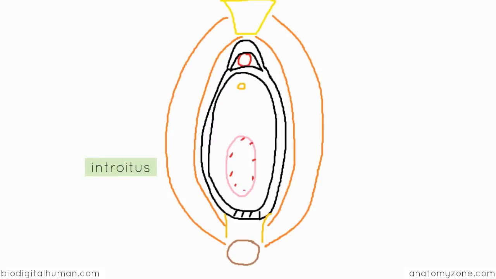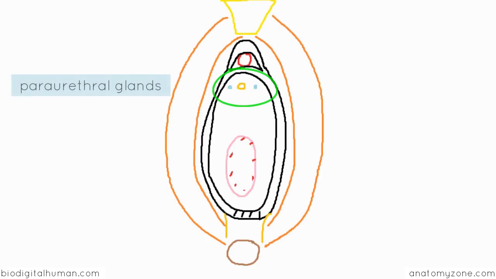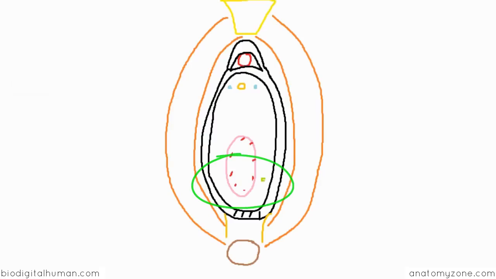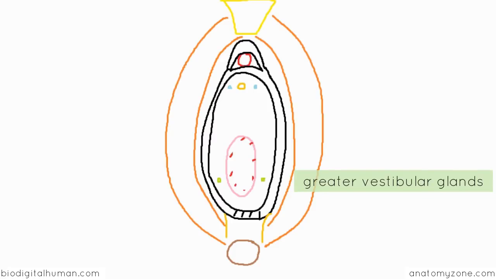So also within the vestibule you've got the opening of two glands. So on either side of the urethral orifice you've got the opening of the paraurethral glands, and then slightly posteriorly and laterally to the vaginal orifice you've got two glands which open called the greater vestibular glands. So these glands are also called Bartholin's glands, and they secrete mucus to lubricate the vagina.